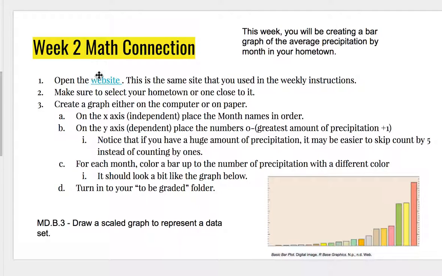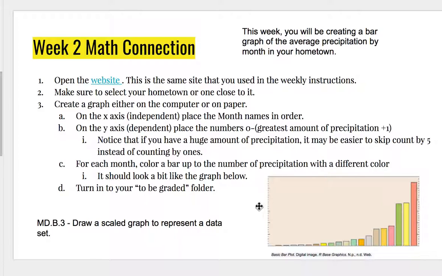For your math connection this week, I want you to use, again, that Almanac website, and you're going to find your hometown, and you're going to be graphing the different temperatures of your hometown throughout the year. For that, on your x-axis, which is the bottom axis, you should have the months' names in order, so there should be 12 different months. And then on the y-axis, which is the other one, you're going to place the numbers, so 0 all the way up to what the greatest precipitation was, and I may have said that wrong. You're going to be graphing precipitation, not temperature.